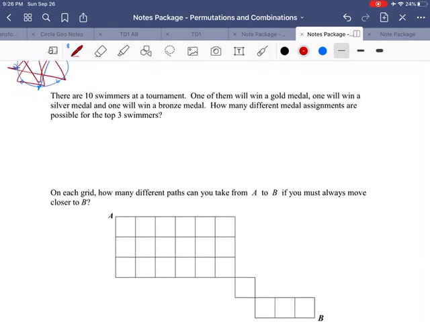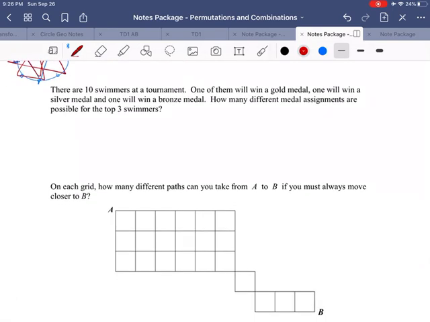10 swimmers at a tournament, one of them will win gold, one will win silver, one will win bronze. This sounds like a permutation problem, okay? Because it's very important which order they come. So there's 10 possibilities for gold, and 9 for silver, and 8 for bronze. So there's 720 combinations.